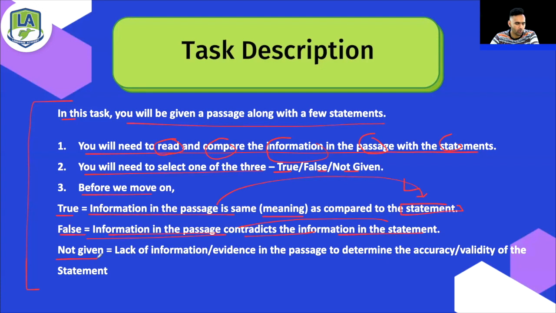And last, not given, which is going to confuse us a bit, means lack of information. Let's say we have got XYZ information in the statement. So if this XYZ is not available in the passage, it will not be false. It will be not given. False means opposite, means whatever is there in the statement is incorrect according to the passage. But whatever there is in the statement, if we cannot locate it in the passage, that will not be false, that will be not given. So lack of information to figure out the accuracy or validity of the statement will be regarded as not given.